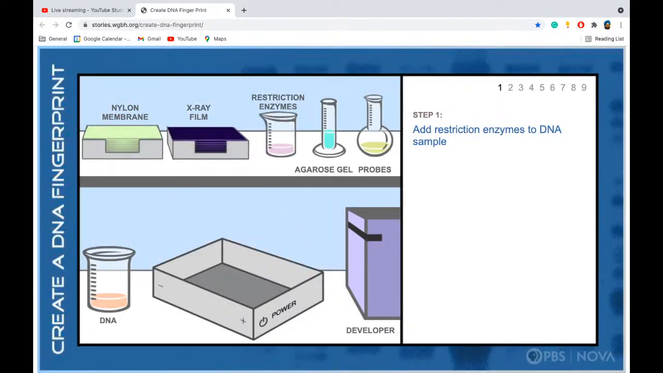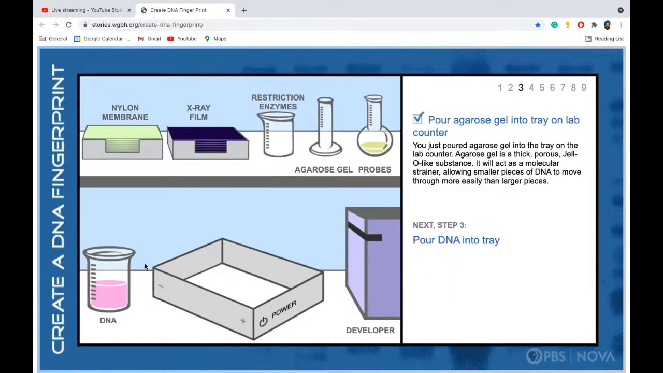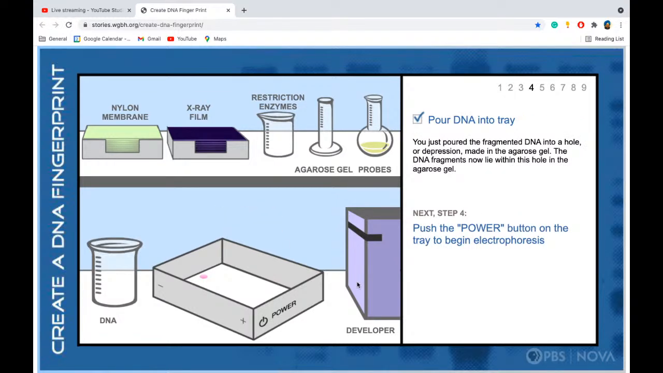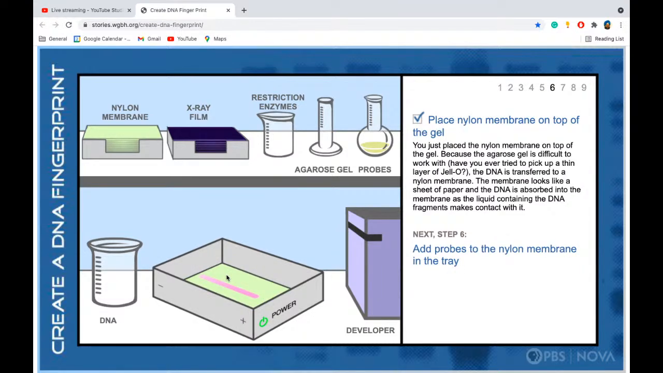First things first, you add restriction enzymes to the DNA samples. You take your restriction enzyme, this is the DNA sample, and then you add the agarose gel. After this, put the DNA into the tray. Turn on the power button, your gel will run, and add the nylon membrane. You transfer it over to the nylon membrane, and the gel's fragments get transferred.